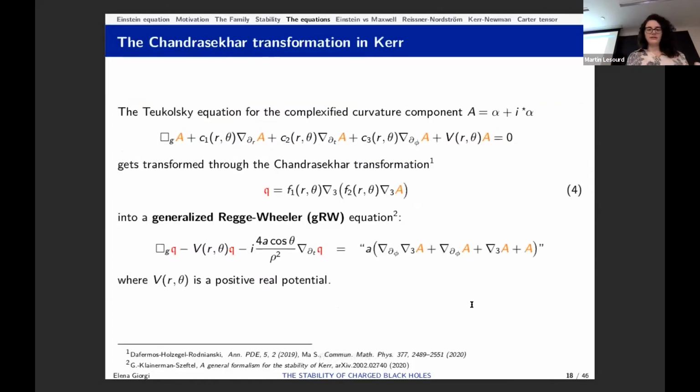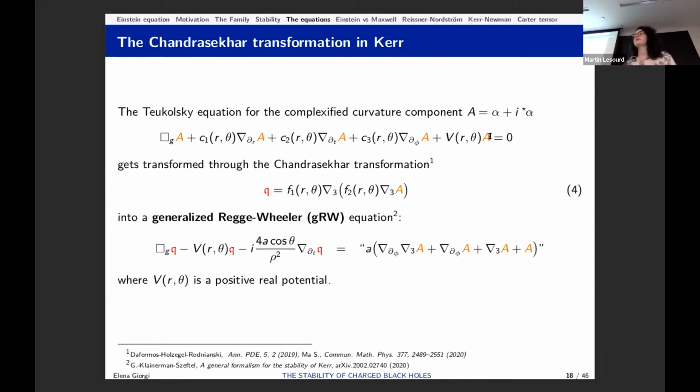And so if you do that, if you take your alpha and complexify it with its Hodge dual, so plus i Hodge dual alpha with respect to the horizontal frame, you get a complex tensor that also satisfies the Teukolsky equation. So this is really just a tensorial version of the standard Teukolsky equation obtained in the physics literature. And now this also has a Chandrasekhar transformation. So this was obtained by the famous Ronianski and Ma for the linear case in Kerr.